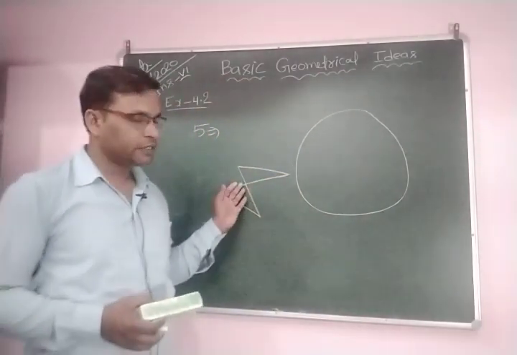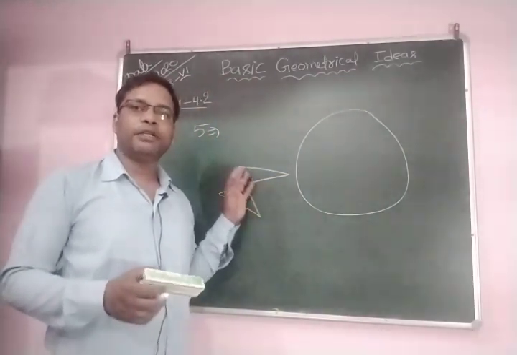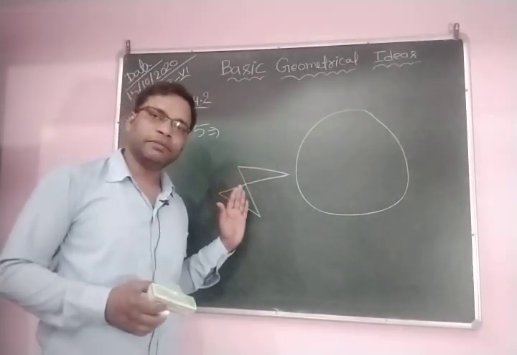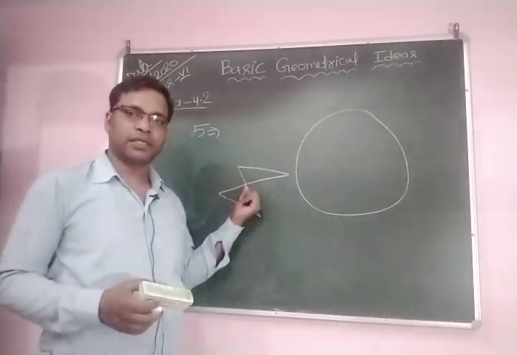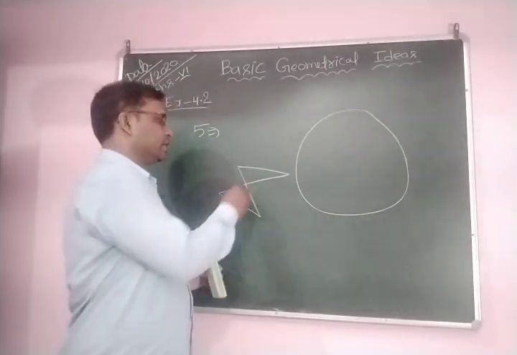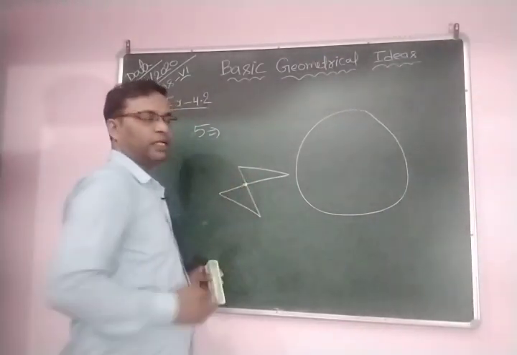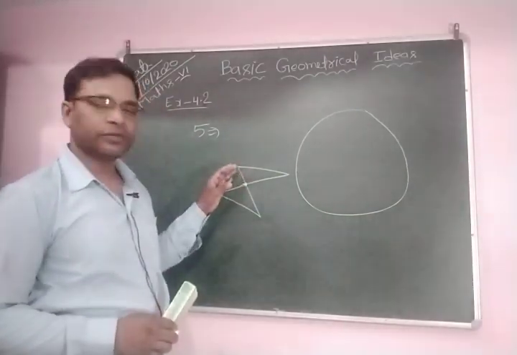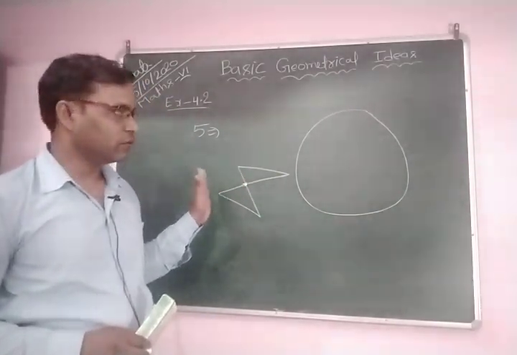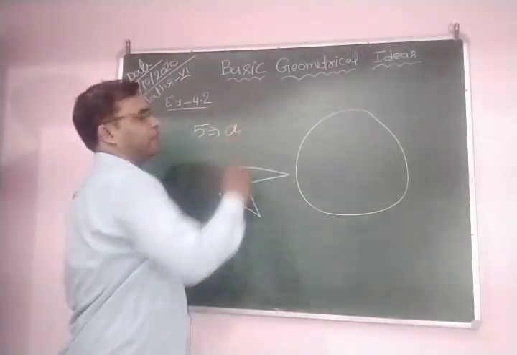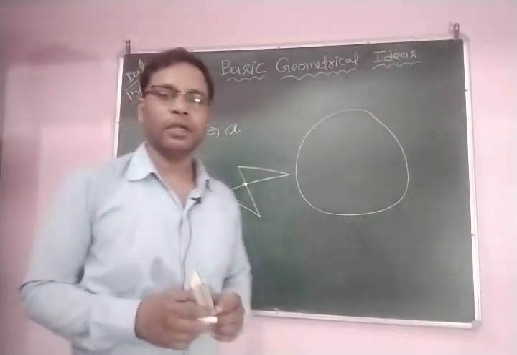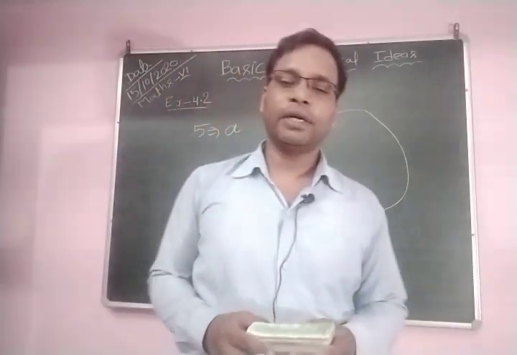But in this figure, this is a closed curve made by line segments, but this is not simple because this curve crosses itself at a point. You can see this point. This curve crosses itself at a point. So this is not a polygon, but this is a closed curve. Clear? Now this is the A part of question number 5. And next, B part.